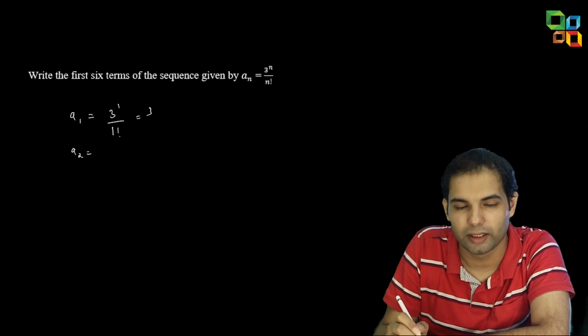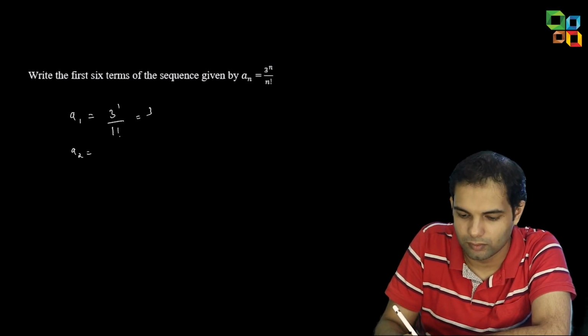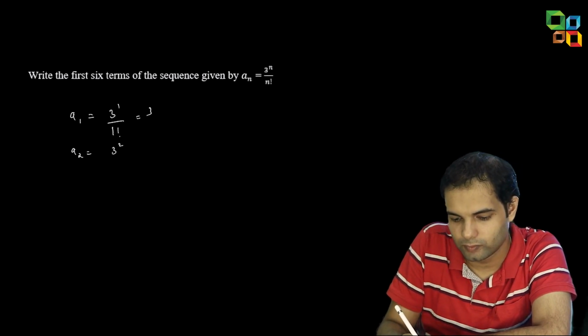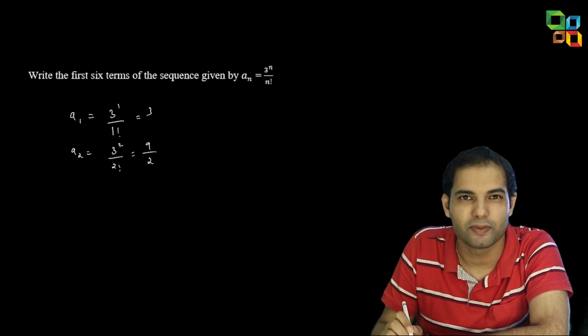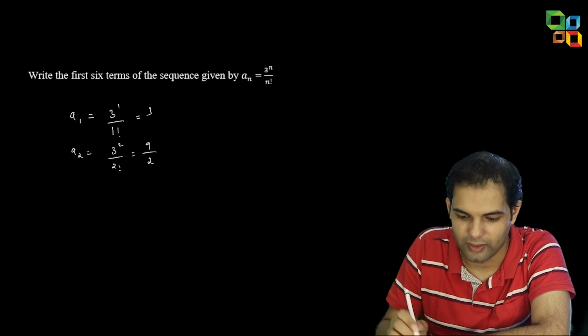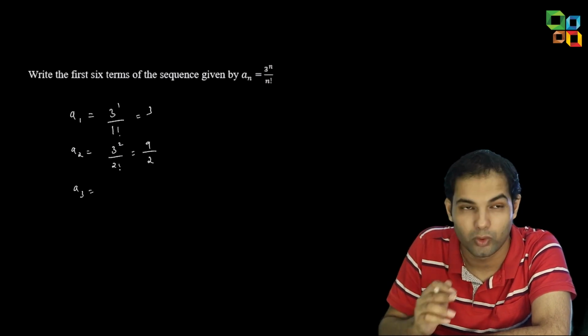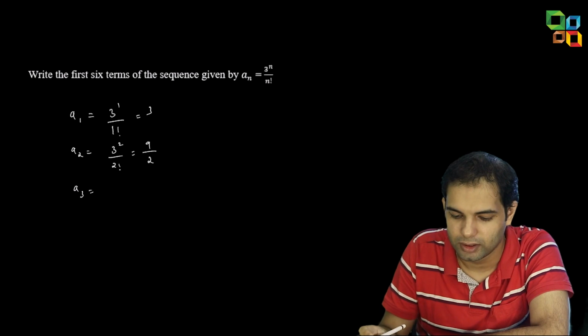Okay, should I continue? Yeah. A2 is 3 squared by 2 factorial, which is 9 by 2, which is 4.5. Okay, you can leave it as fractions. I'm not really interested in the values. Okay, sir. We just want to know whether we can expand. That's all. Okay. A3.